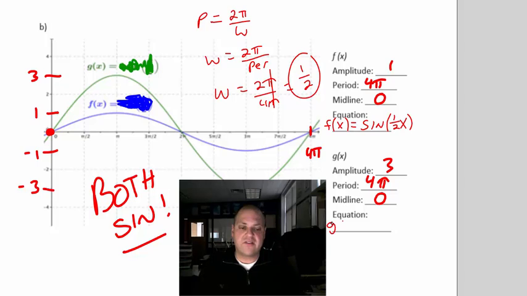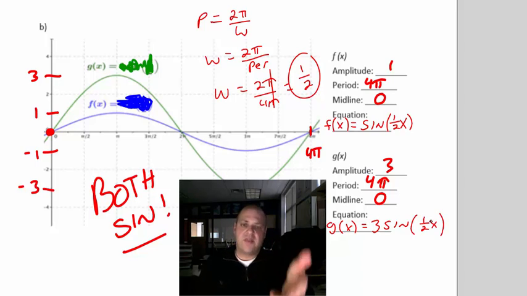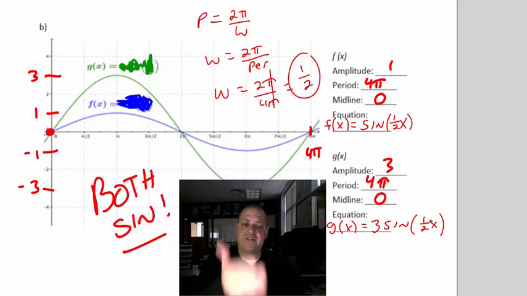This one, g of x, equals, and then the amplitude's 3, so it's 3 sine 1/2 x. Again, because the period was the same. If the period's the same, the W is going to be the same for both of these. The only thing that changed between those two was the amplitude. So we have sine 1/2 x and 3 sine 1/2 x.